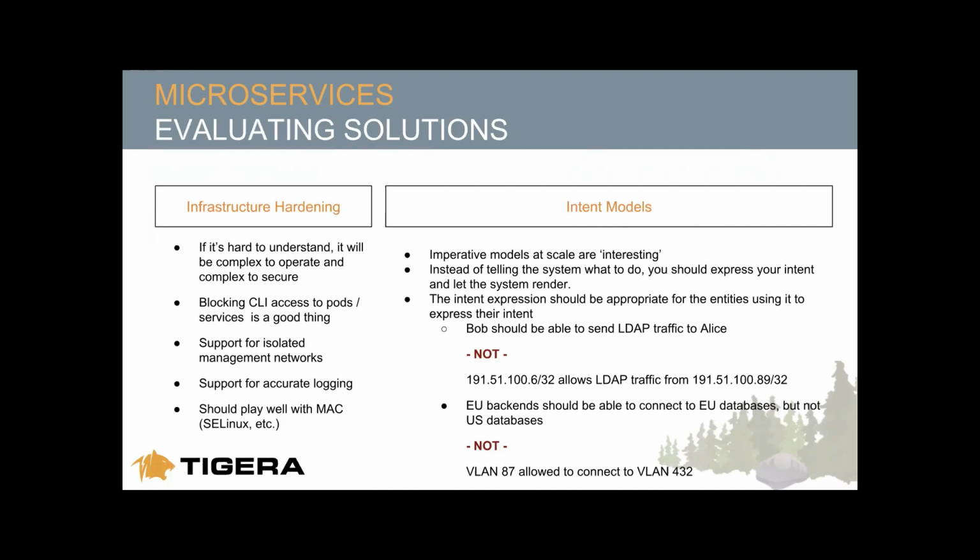Whereas with an intent model, you can just say EU backends should be able to connect to EU databases. And on one cloud, that gets rendered as VLAN rules. On another cloud, it gets rendered as network policy in Kubernetes. So you really want to think about intent, and not a centralized drive of the actual underlying infrastructure or applications. Let the layer of abstraction render those as appropriate and as distributed as can be.